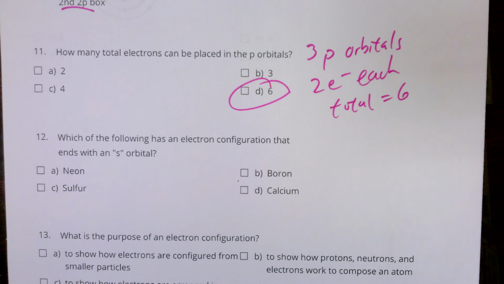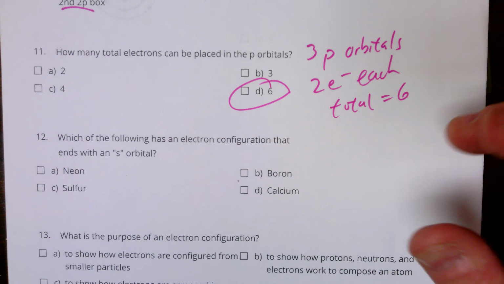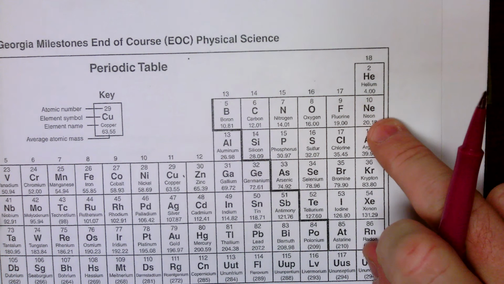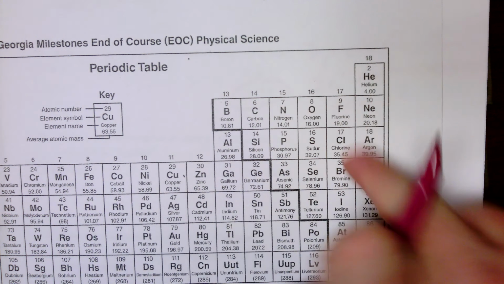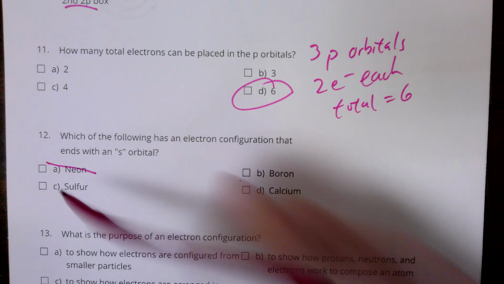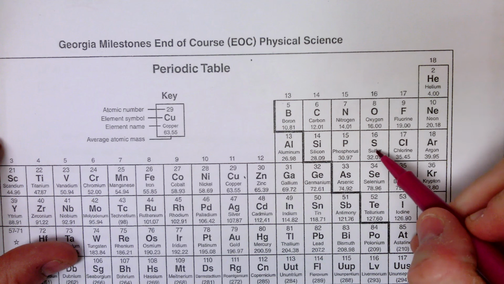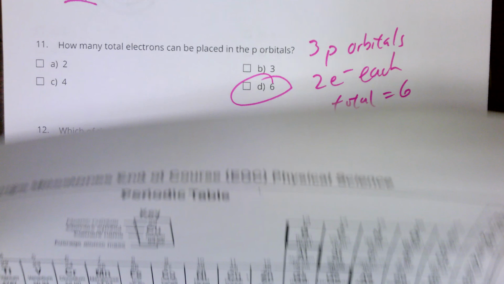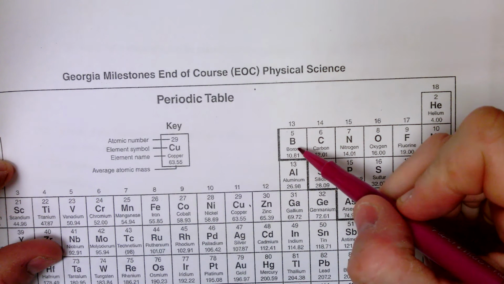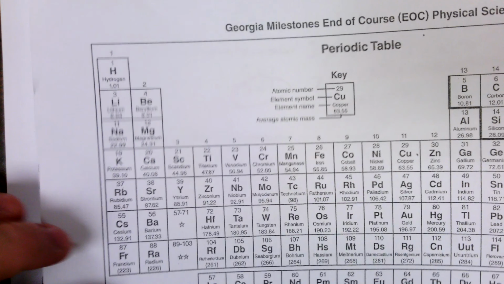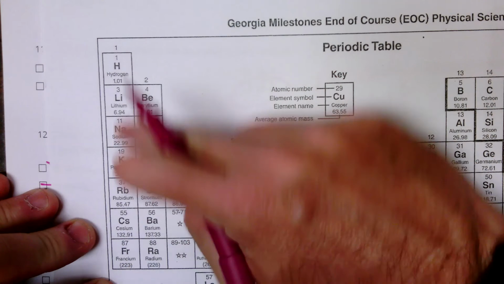Which of the following has an electron configuration that ends in an S? So we've got to find the one that's on the S block of the periodic table. Well, neon. Neon doesn't end in S, it ends in P. It's over here in the P block. No good. Sulfur. Sulfur's over here. It's also in the P block. So it's not sulfur. Boron. It's also in the P block. Well, I'm thinking pretty strongly it's calcium, and sure enough, calcium's over here in this S block.